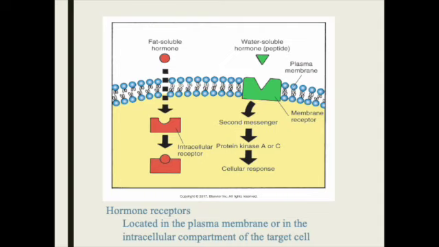We also have specific hormone receptors that are located in the plasma membrane or in the intracellular compartment of the cell. Fat-soluble hormones connect to intracellular receptors for fat-soluble hormones. The same thing with water-soluble hormones or peptides. They have their own specific hormone receptor as well that would fit these water-soluble hormones. So they need to fit one another.